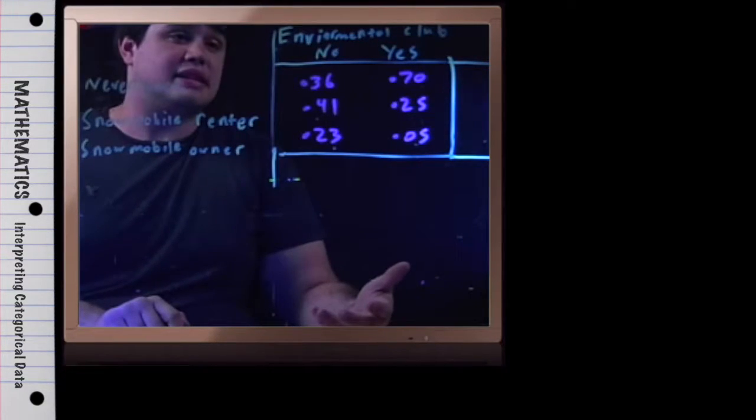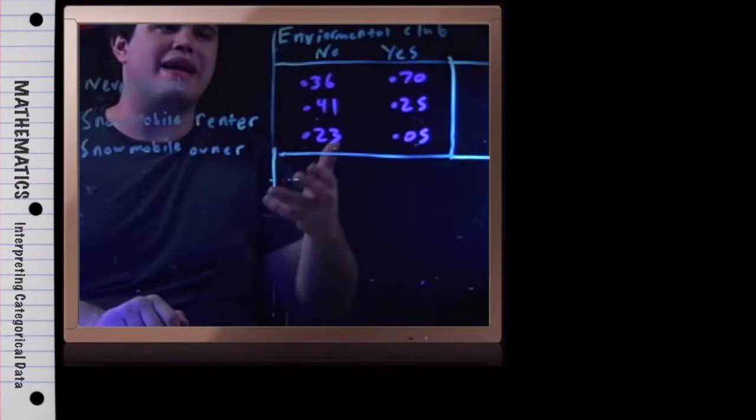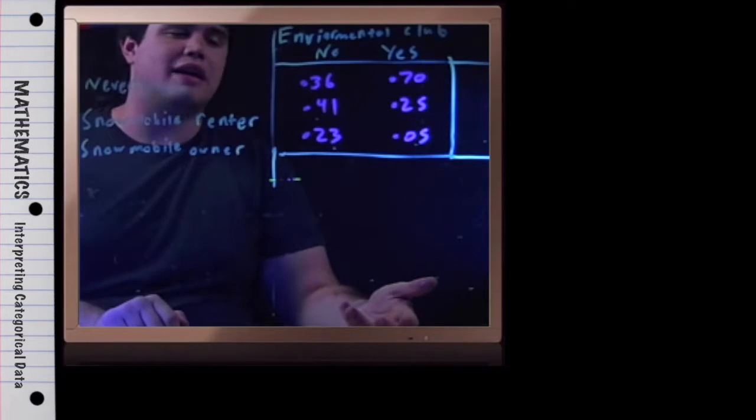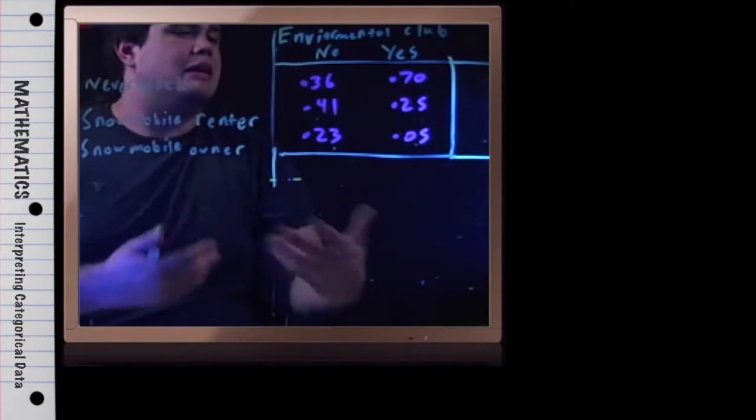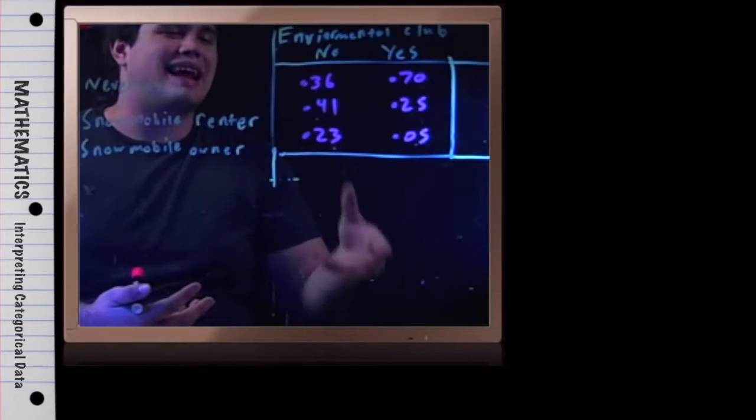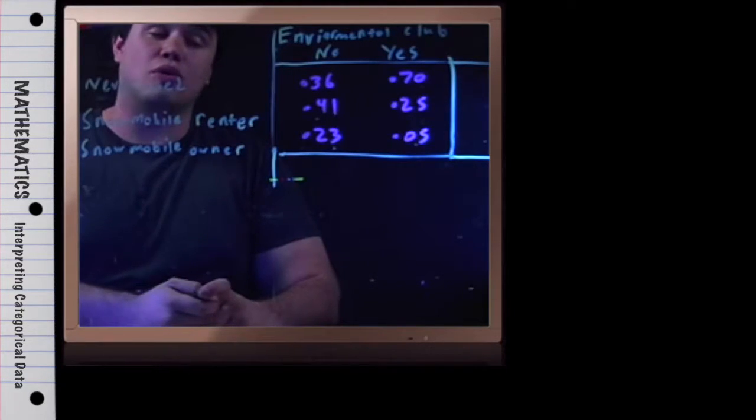Of course, in statistics, a very important thing is that this kind of thing never shows causation. We never want to imply that being a member of the club is the cause of why you've never used a snowmobile. That would be an inappropriate conclusion to make. But we can say that there is definitely a dependent connection or a dependent correlation between these two categorical variables.